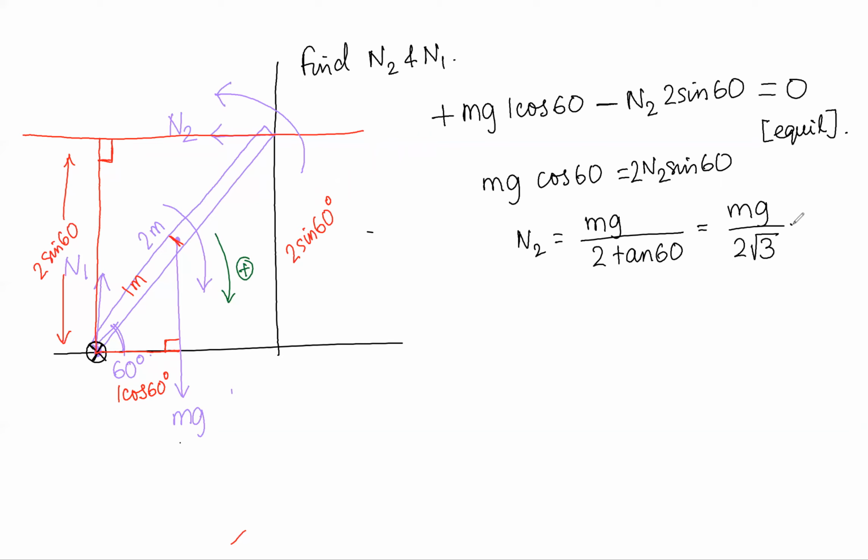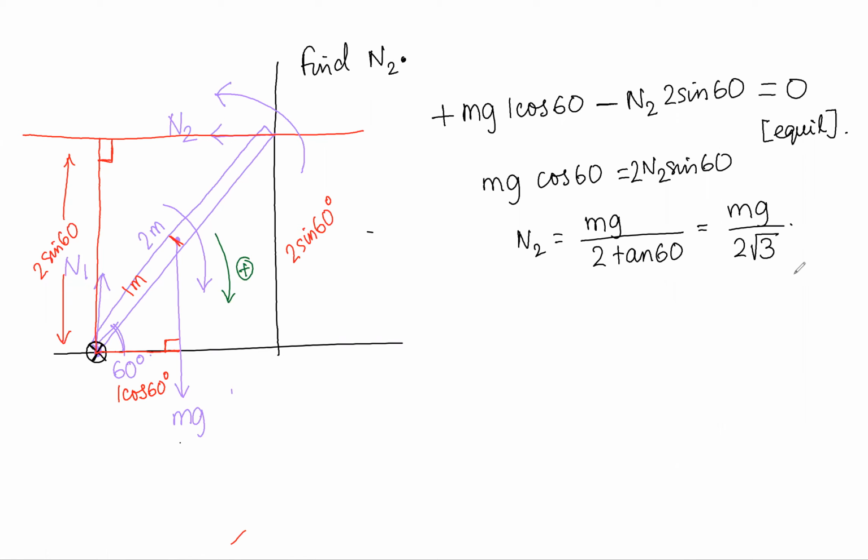Now how about N1? You can also find out N1 in exactly the same way that you found out N2. Or you could say that N1 minus mg is equal to 0. Okay? N1 is acting in the upward direction, mg is acting in the downward direction. So you could say that N1 minus mg is equal to 0, and you could solve it. So this is how you solve the problem. This is how you find out the value of N2. There is no need to find out N1 because N1 can be found out directly. Just find out the value of N2. N2 is equal to mg divided by 2 root 3.